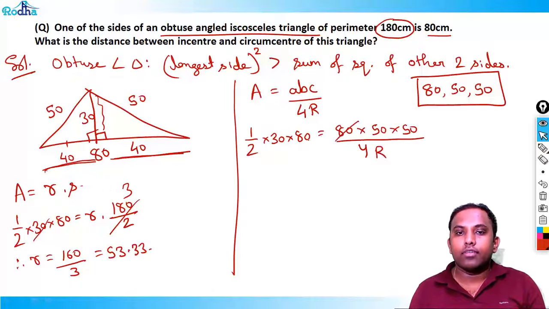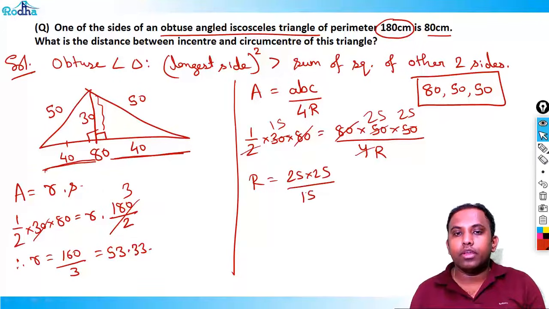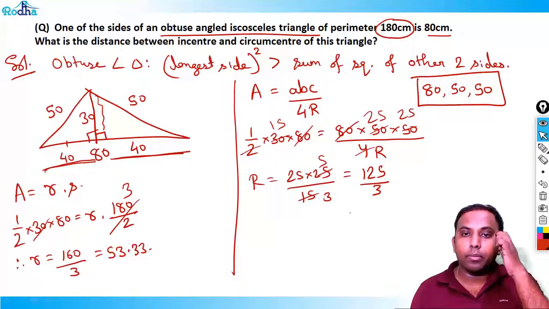Okay, now I can cancel here. This comes to 15, right? Now, cancel out 25 and 25 with 2. So what we are left with is R equal to 25 into 25 by 15. Further I can cancel 5 by 3. It becomes 125 by 3. So R becomes 125 by 3.